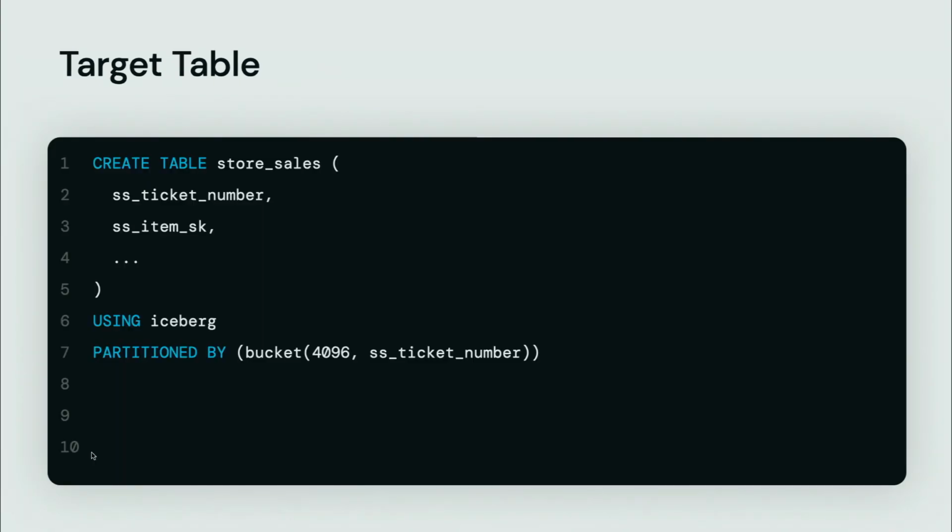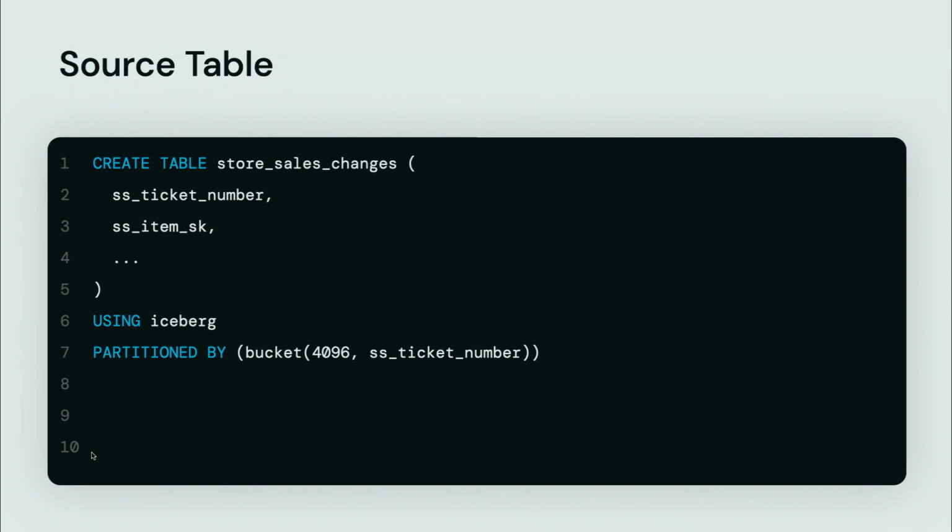We'll be using the store sales table from the TPC-DS benchmark. This table is fairly well known. It has a composite primary key, which is shown on the slide. In this case, we are partitioning it using the bucket transform on the ticket number. But again, bucketing is just one way of partitioning. You can use any other partitioning that makes sense.